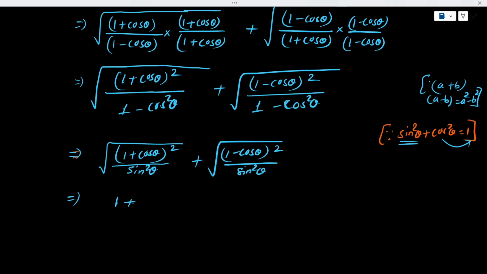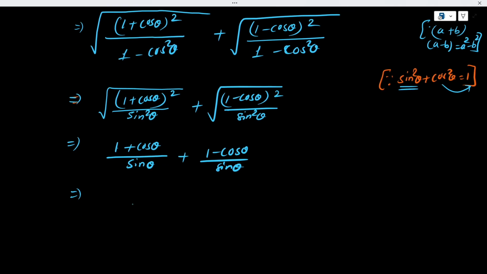So I can take the square root. 1 plus cos theta whole square over sin square theta will become 1 plus cos theta by sin theta, plus 1 minus cos theta by sin theta, right? Now the denominators are the same. I can take the common LCM, which is going to be sin theta. So you will be left with 1 plus cos theta plus 1 minus cos theta over sin theta. Now the cos values are going to get cancelled, so it is 2 by sin theta.